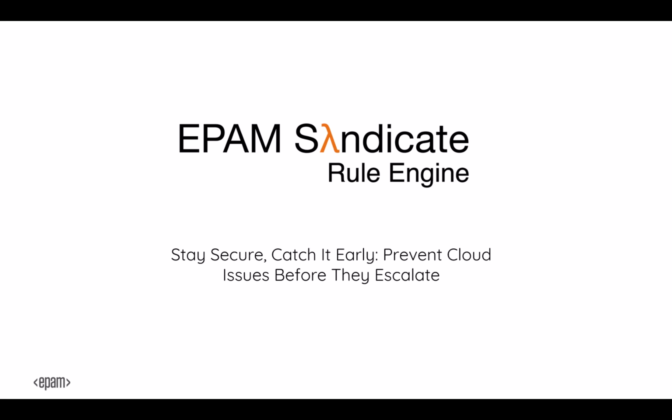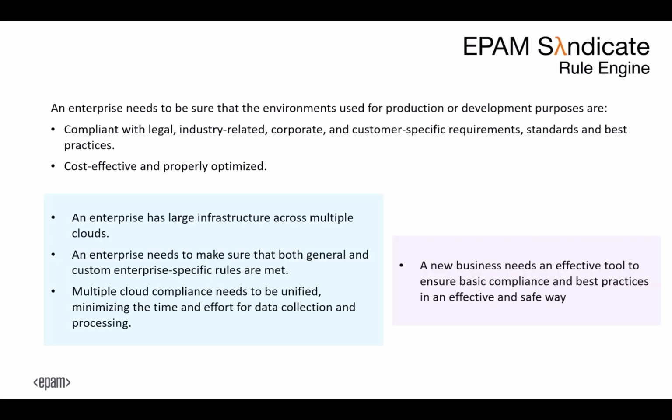This is what EPAM Syndicate Rule Engine does, enabling effective assessment to make sure that your infrastructure is safe and reliable, and make sure you find and fix any breach before it grows into a big issue. In essence, the product enables checking your infrastructures for various legal, industry-related, corporate, and customer-specific requirements, standards, and best practices, as well as verifies that it is cost-effective and properly optimized for better cost for value.